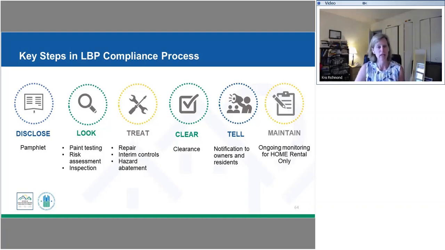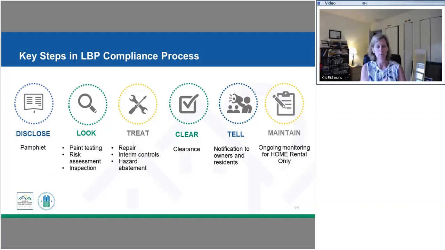So we're going to be doing different kinds of evaluation, and it really depends on which category you fall into as to whether you're doing paint testing, or a full risk assessment, or a lead inspection and risk assessment. So it really depends on which category you fall into for that type of looking or evaluation. And then we have our treating, and so once the hazards are identified, they have to be treated. And in Subpart J, we use the terms repair, interim controls, and hazard abatement.